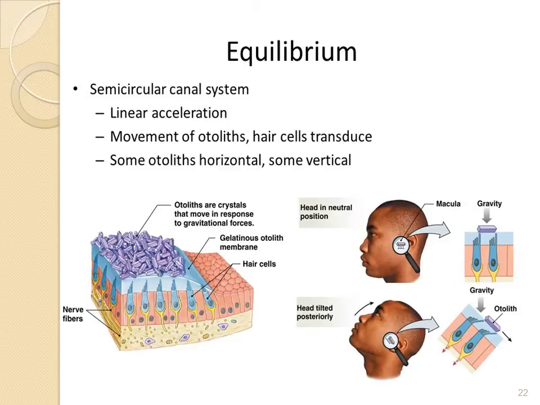In the semicircular canal system, it is linear acceleration and movement of otoliths. Hair cells transduce some otolith movements horizontal, some vertical. You can see in this picture the head in natural position and the head in posterior position. When it is in natural position, the maculae are stable, responsible for gravity, and the hair cells inside the ampullae and other types of cell, kinocilia and stereocilia, are stable.